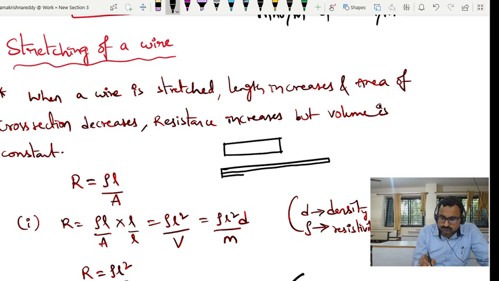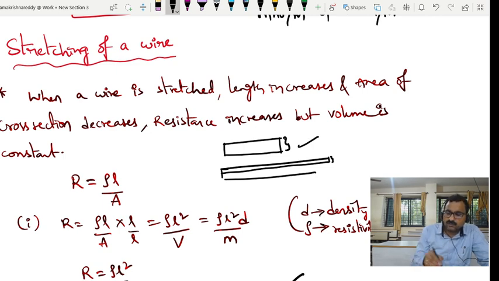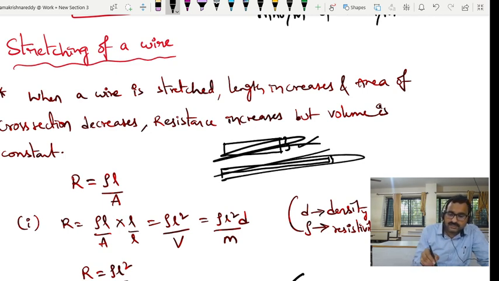Length increases, but what about the area of cross section over here? This much area of cross section is there. Now only this much is there. That means area of cross section decreases, but what about total volume? Volume will be constant only. So in case length is increasing, area is decreasing there. Here length is less, area of cross section is more. Nothing but what happens? Volume will be constant only.